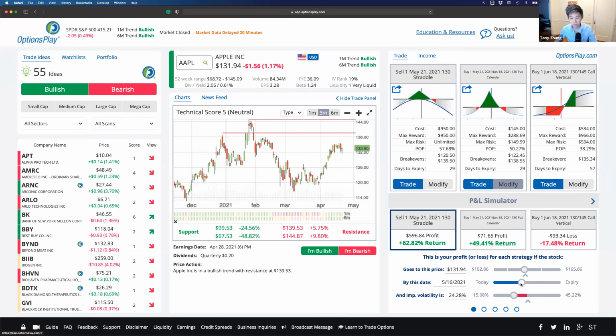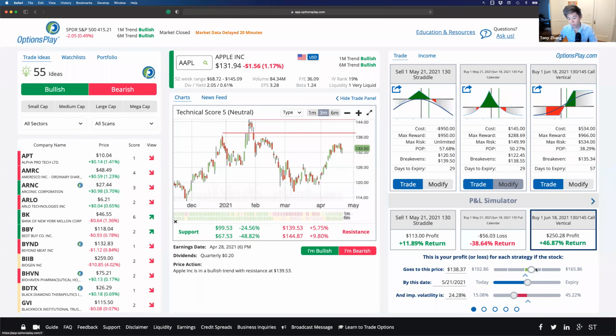So those are some of the things that you have to pay attention to as you trade these. At the first expiration date, which is May 21st, let's take a look at May 21st. That's really where I tend to maximize my profit if the stock is just around 130. That's where I have the maximum profit if Apple stays around 130 at expiration.